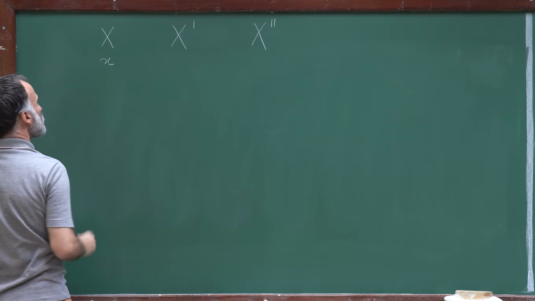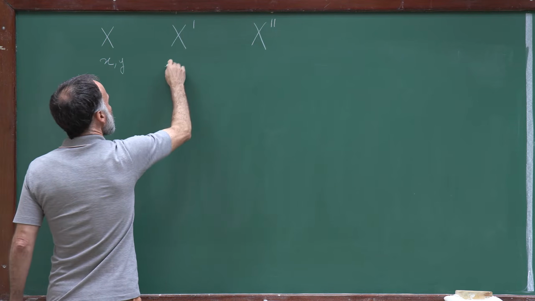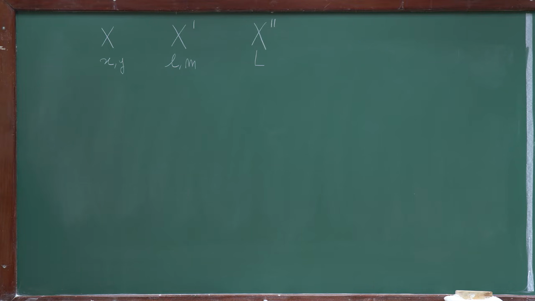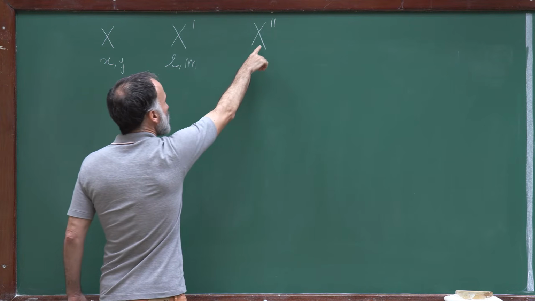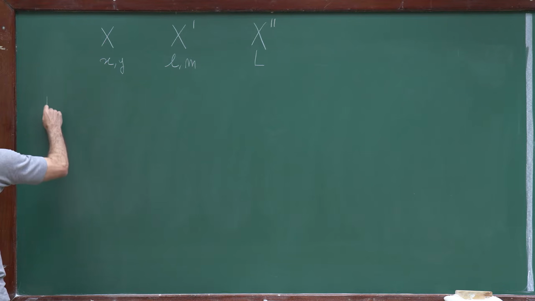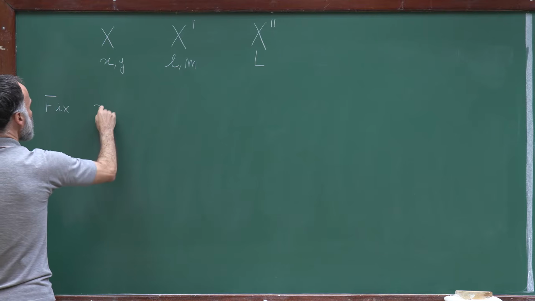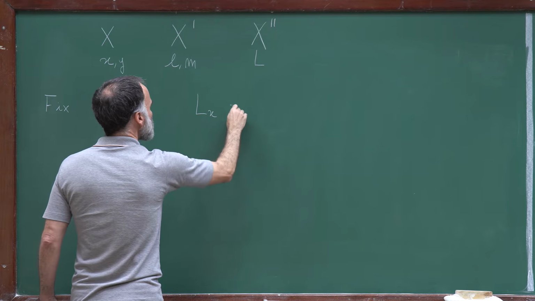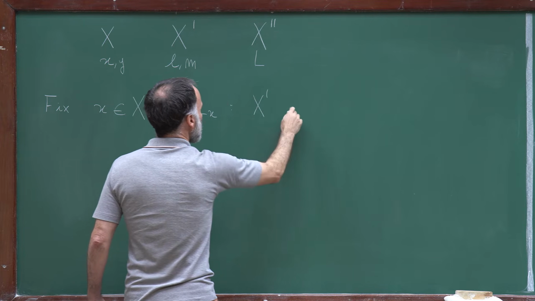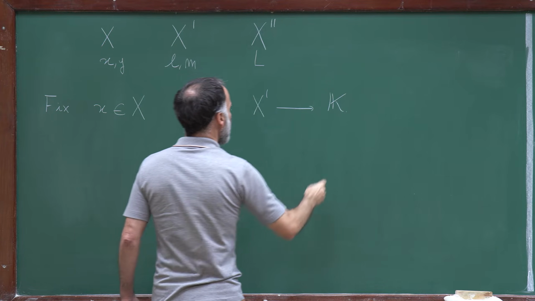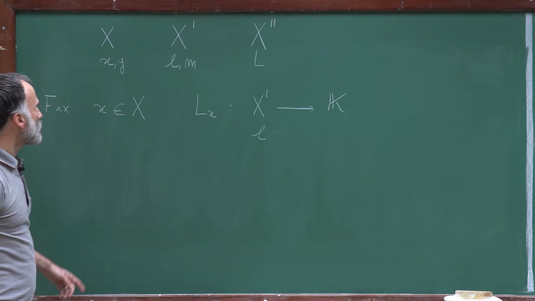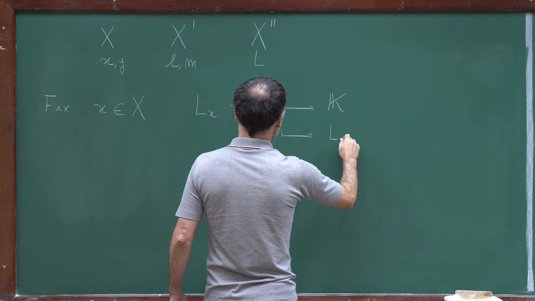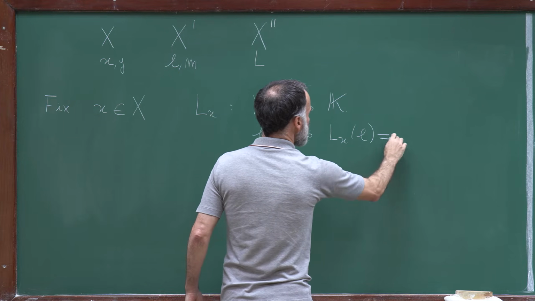Elements of X will be represented by x, y, elements of X prime by l, eventually m, and elements of X double prime by capital L. So I want to give you an example of an element of X double prime. So fix x in X and define the linear functional Lx on X prime to K, which to a bounded linear functional l on X, small l, gives Lx of l, which is l of x.